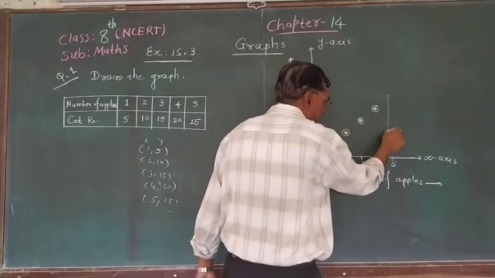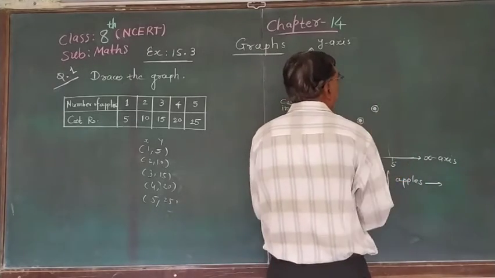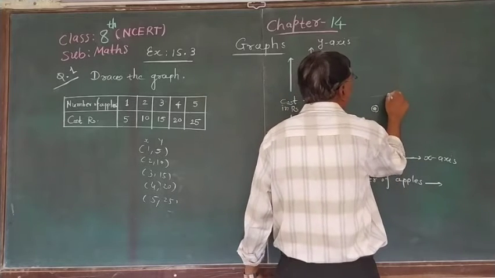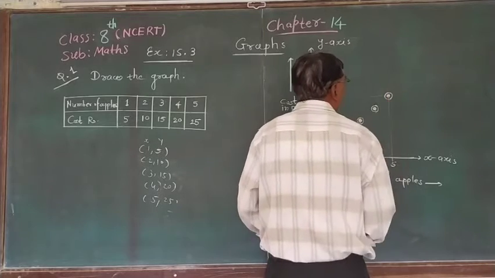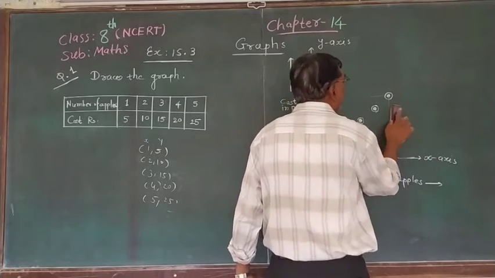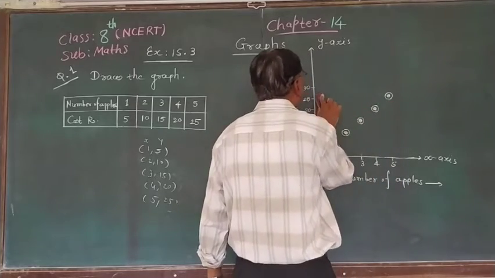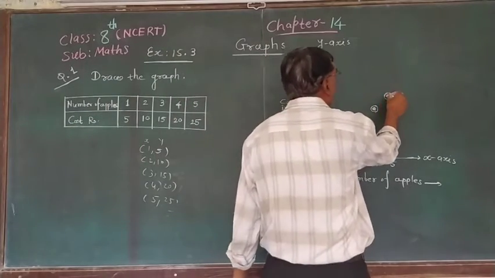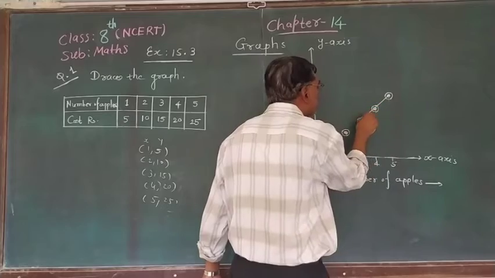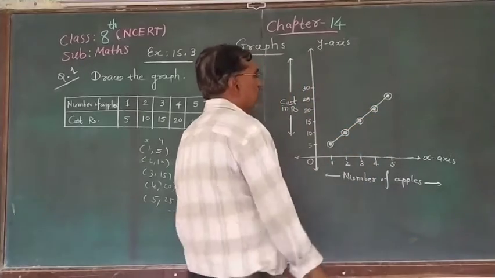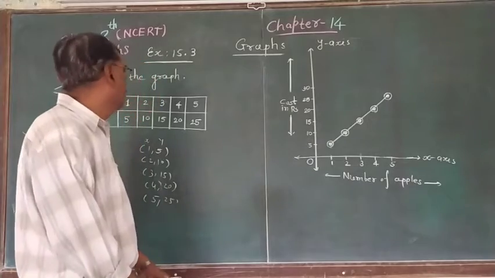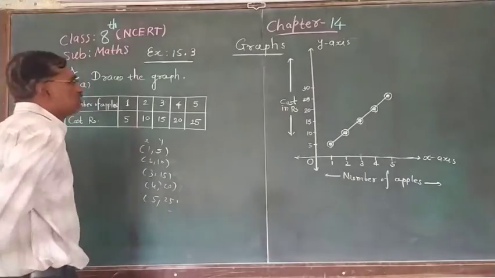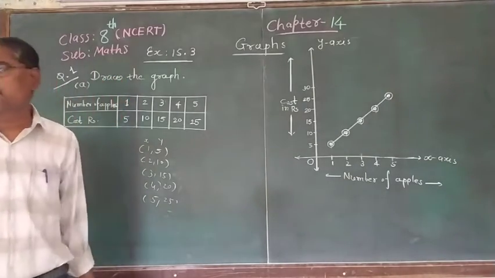In this way, you can draw a light line with the help of a scale in your graph sheet and obtain this point. Once you obtain it, rub out this line. Now what we have to draw is the line graph, so join all these points with the help of a scale. So it will be the line graph. Okay, so question 1, this was part A. So draw it in your graph sheet.